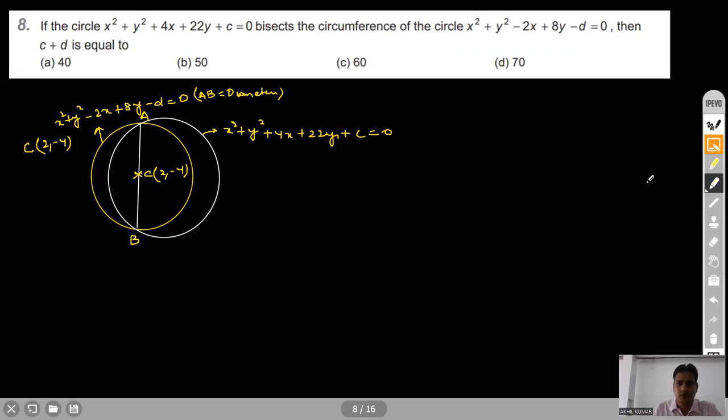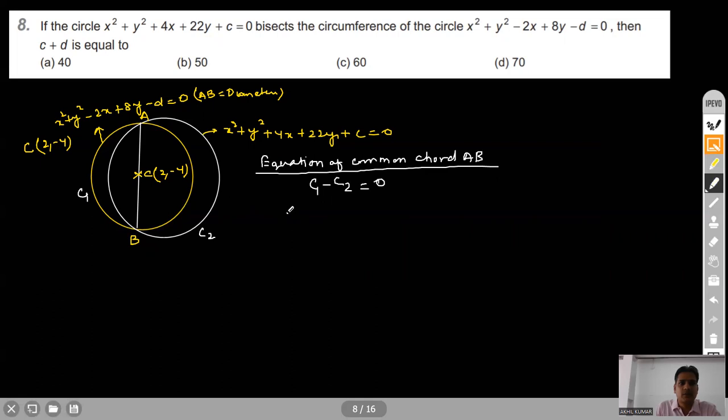If you know, we can write the equation of the common chord. We have learnt in this chapter, we can write the equation of common chord AB. This AB is a common chord to both the circles. However, it will be a diameter for this yellow colored circle. So suppose I am taking this circle as C1 and this circle as C2. So C1 minus C2 is equal to 0. This will be x square plus y square minus 2x plus 8y minus d, minus C2, which is x square plus y square plus 4x plus 22y plus c equals 0, right?